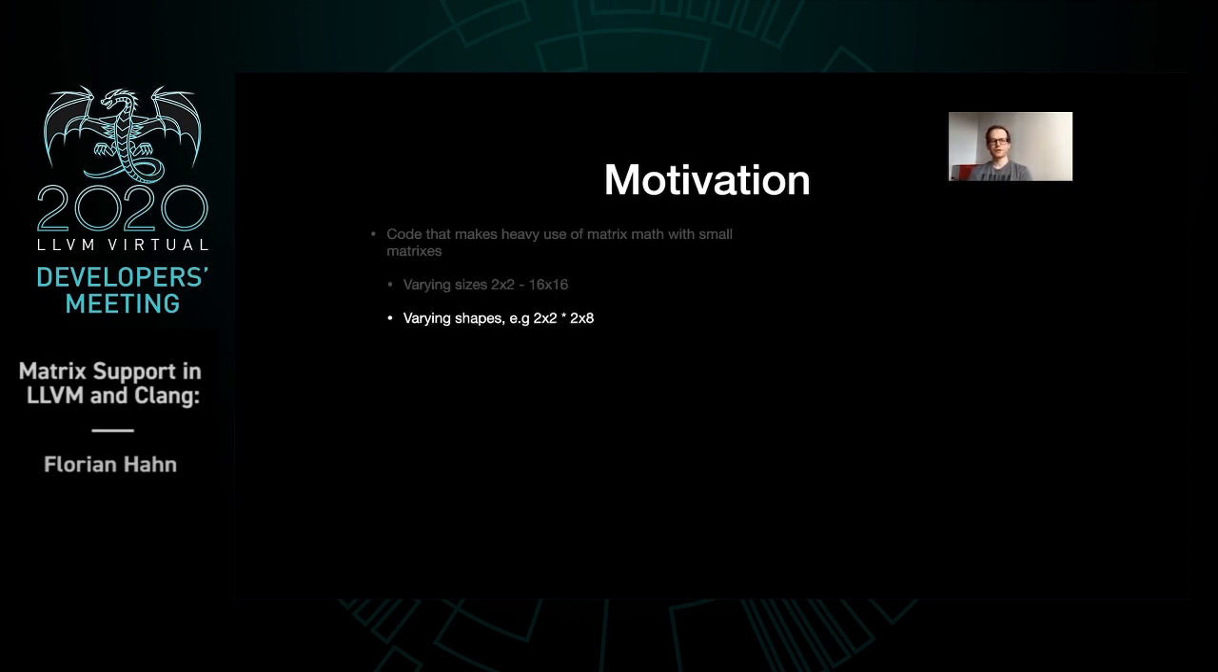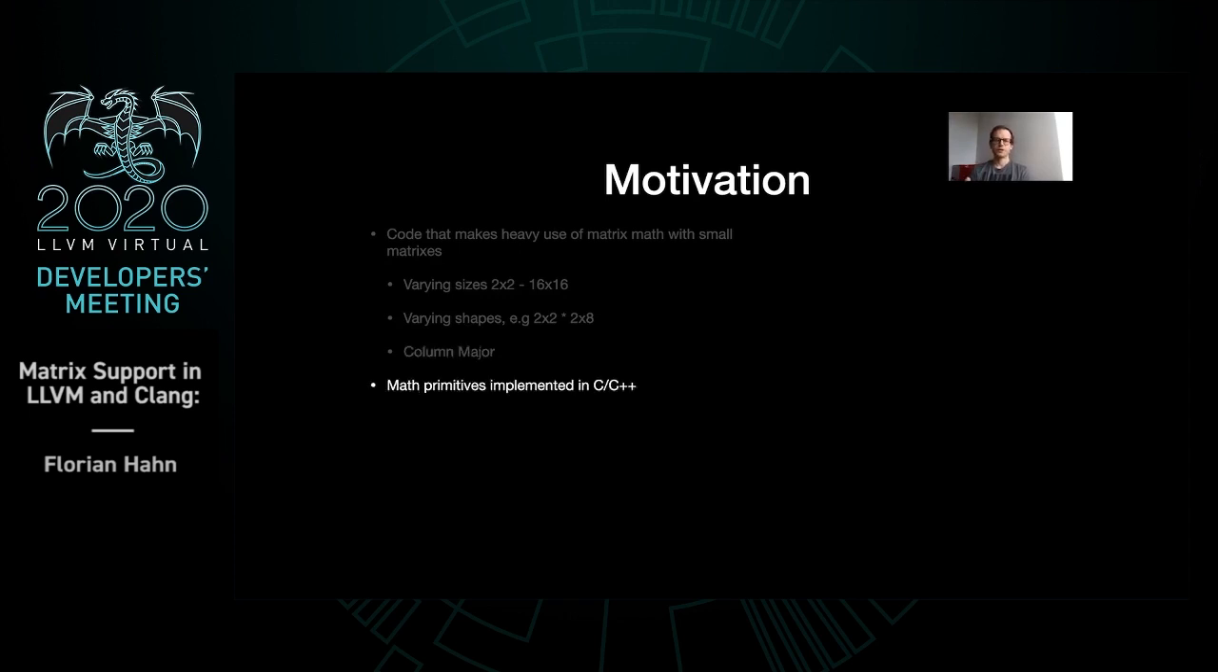Any solution would also have to be flexible enough to support code generation for expressions with varying shapes. So the approach needed to be flexible enough to support operations on square matrices, rectangular matrices, on any size in our range. And the codes we looked at were using column major as a layout for the matrices, which is why we chose to use column major as the default layout in both the matrix types extension in Clang and the LLVM IR support for matrices as well.